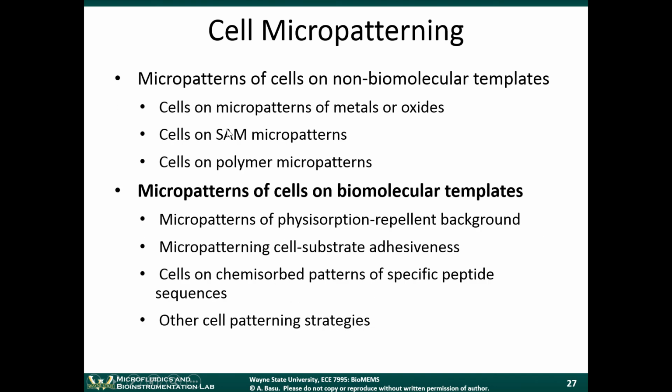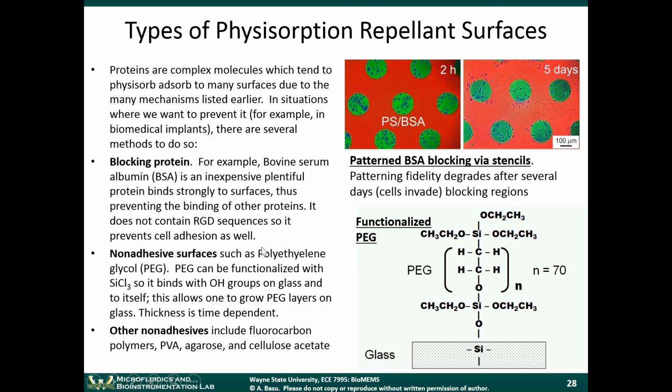All right, so these were non-biomolecular templates. Now let's talk about biomolecular templates. These are, I would say, more common because these are the techniques that biologists are most familiar with and most comfortable with. So we'll go over several of these examples here. So one way to do this is by patterning physisorption repellent surfaces. One such example is bovine serum albumin.